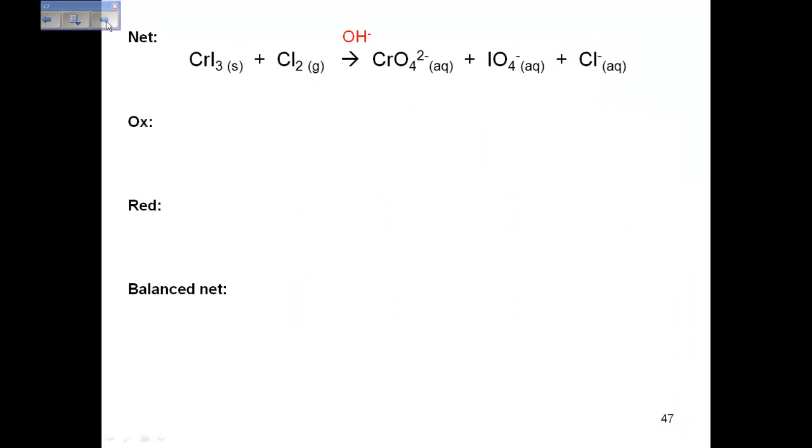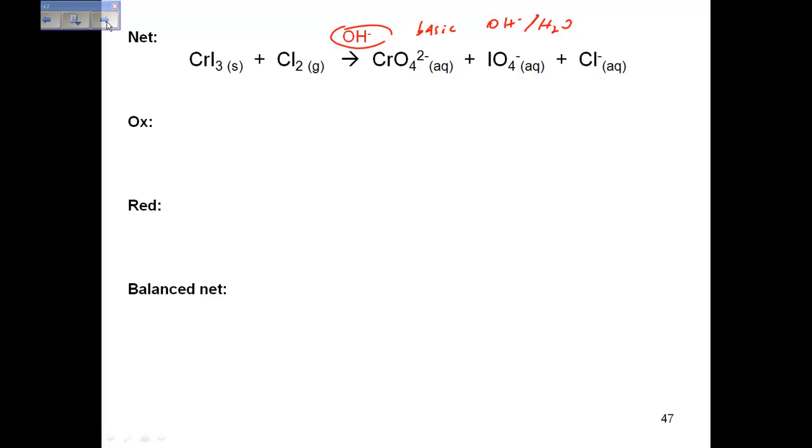The last example I have is also a net ionic equation. It has charges, so you have to do it by balancing redox. But notice it has an OH minus on it. That's an indication of a basic solution, which is a case of using OH minus and water at our disposal to balance it out. So I need to figure out what's being oxidized and what's being reduced.